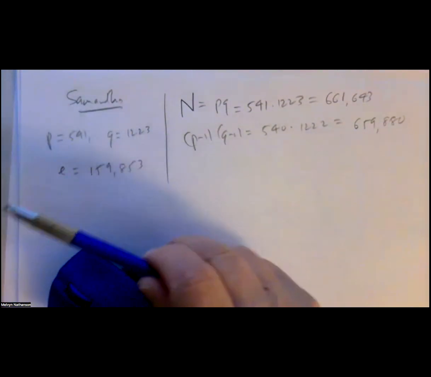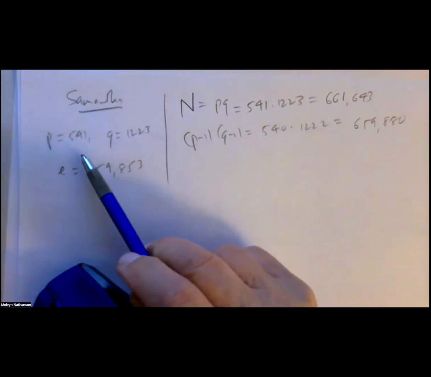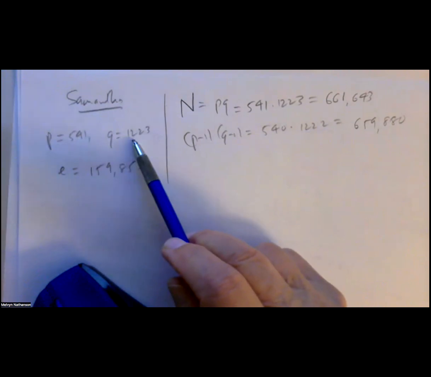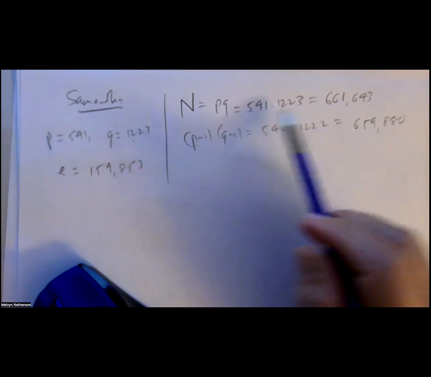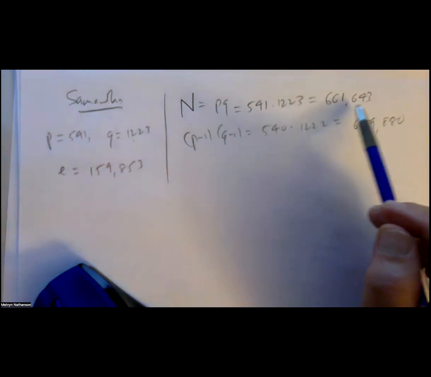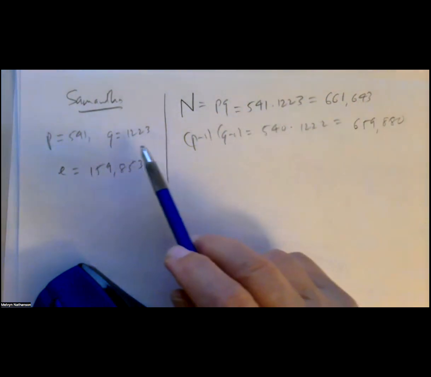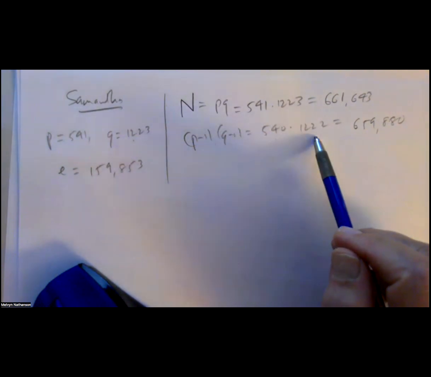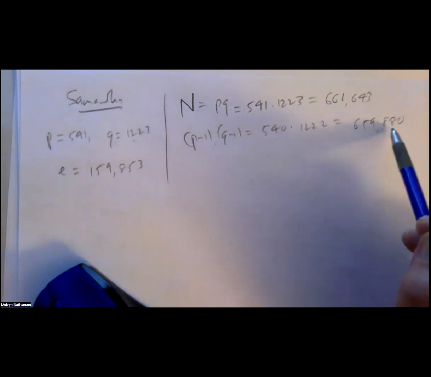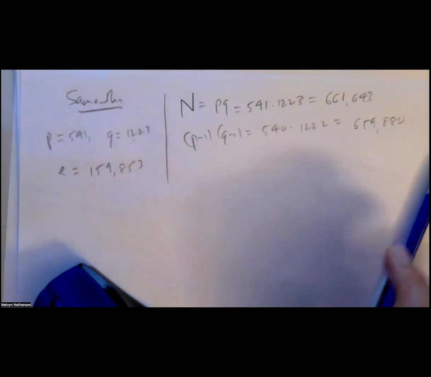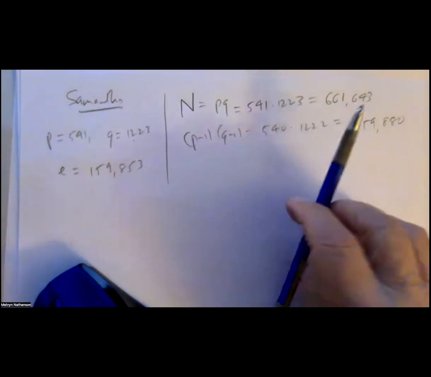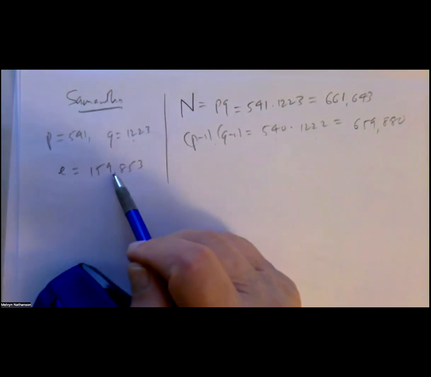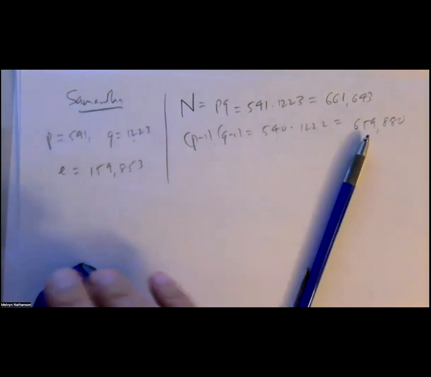So Samantha chooses primes 541 and 1223. If you multiply them, you get 661,643. p minus 1, q minus 1 would be 540 times 1222. That's 659,880. And the number E she picks is 159,853.